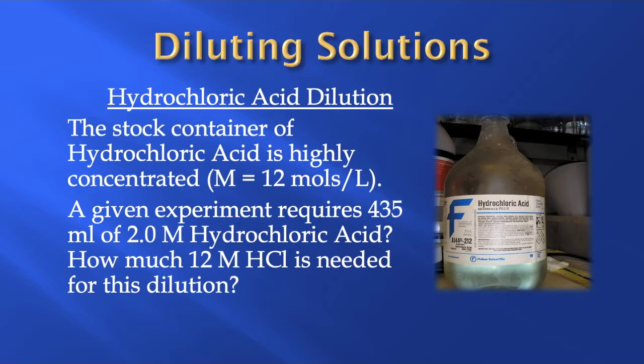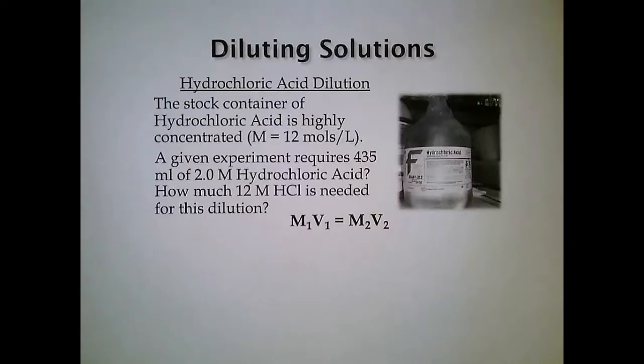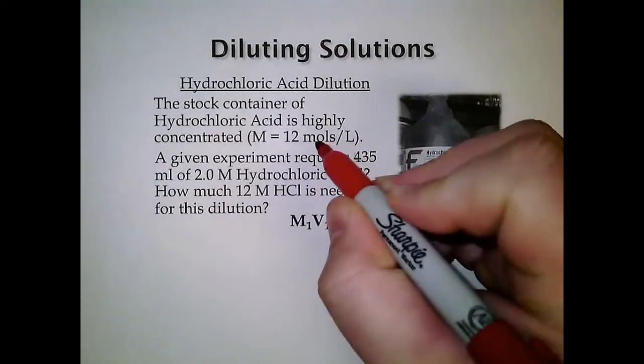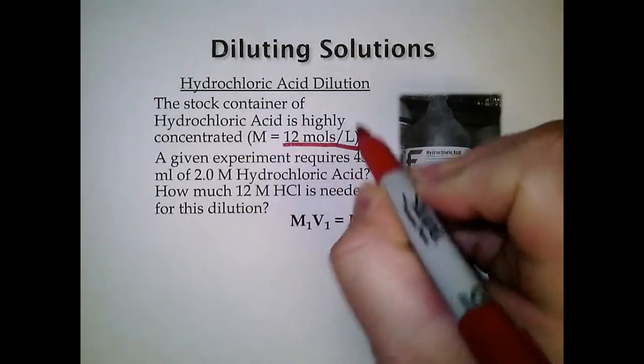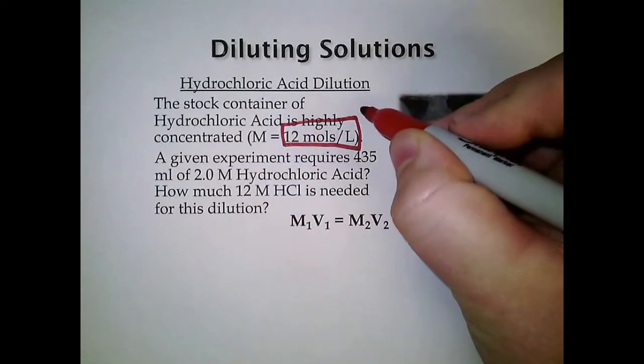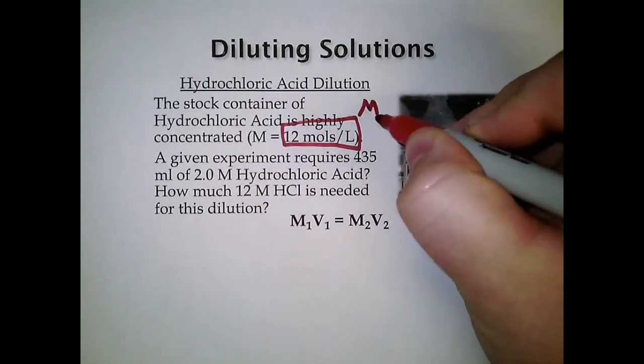Well, there's a formula for this. It's actually M1 times V1 equals M2 times V2. M stands for the concentration, the molarity. V stands for the volume, how much I actually need. So let me show you how this works. Okay, so my container of hydrochloric acid, its concentration is 12 moles per liter. This is actually the concentration I'm starting with, so this is M1.